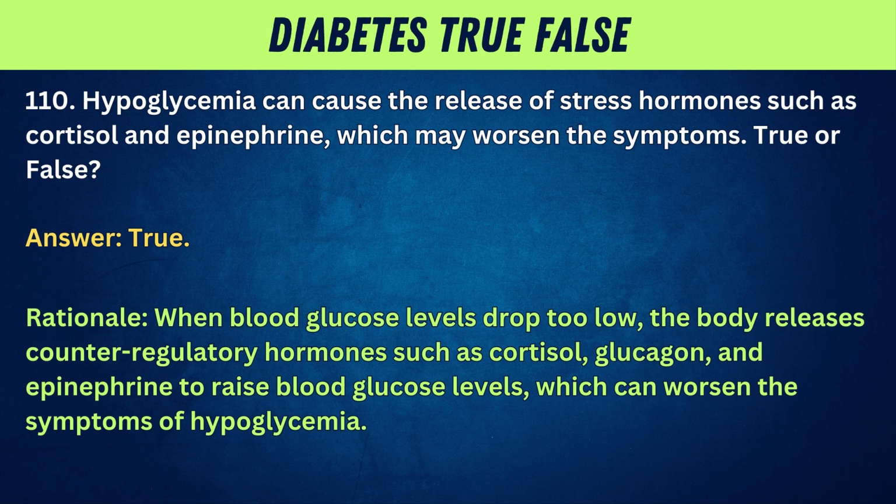110. Hypoglycemia can cause the release of stress hormones such as cortisol and epinephrine, which may worsen the symptoms. True or false? Answer: true. Rationale: when blood glucose levels drop too low, the body releases counter-regulatory hormones such as cortisol, glucagon, and epinephrine to raise blood glucose levels, which can worsen the symptoms of hypoglycemia.